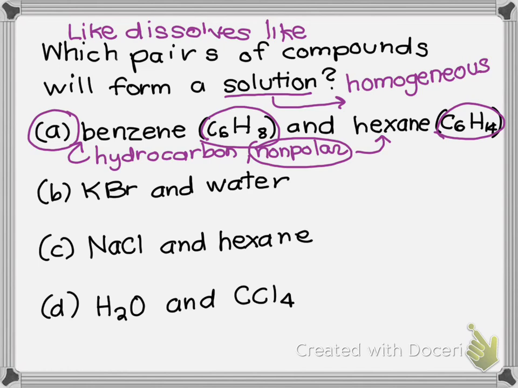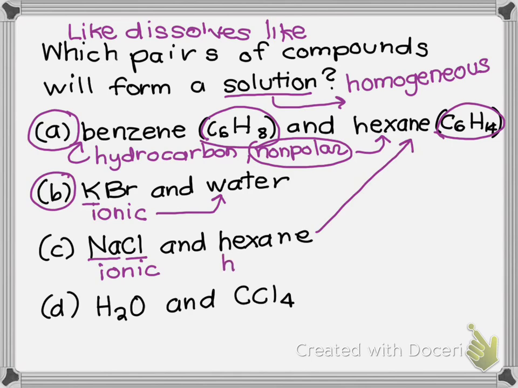Now letter B, potassium bromide. Potassium's a metal. This is ionic. And I know that ionic compounds in general would like to dissolve in water. So this will mix. Now letter C, sodium and chlorine. So this is ionic. And hexane, which I have the formula up here, is a hydrocarbon, which is nonpolar. Well, I remember that ionic substances, like polar things, are closer to polar because of how the charges are than they are nonpolar. So something that's ionic and nonpolar are not going to mix.